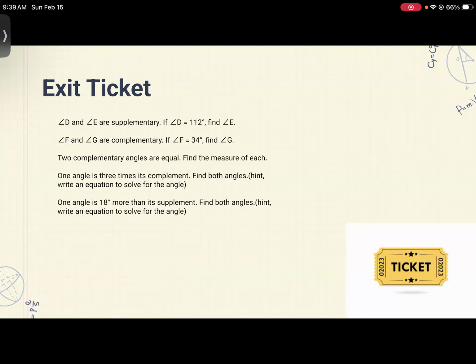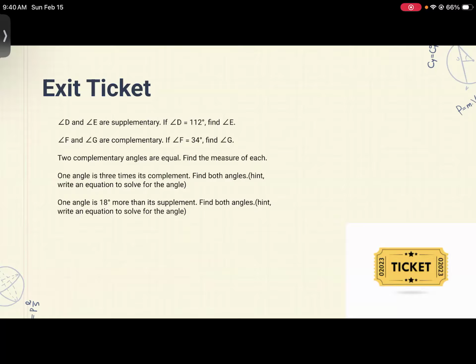Then they're saying one angle is 3 times its complement angle. Find both angles. So what they're asking us now is we have a complementary angle and that one of these angles is 3 times bigger than the other angle. So what we'd have to do is make each angle worth a different value of x. Like one angle is worth x and the other one is worth 3x.